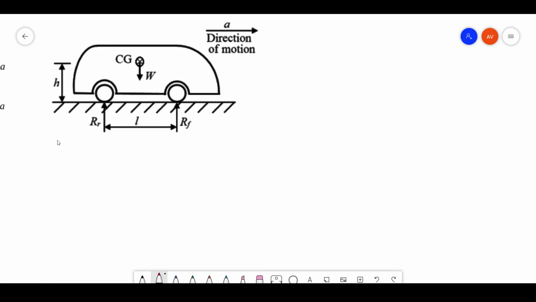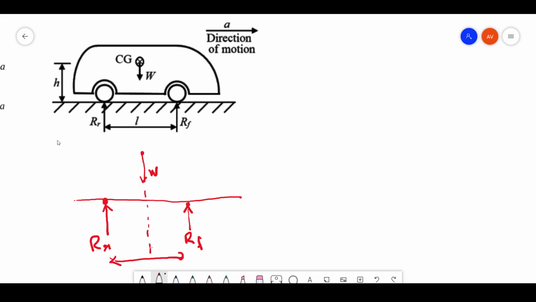Let's go forward. Let me redraw this. So this is my CG and my weight is acting here, W, and I'm having a road which is like this. Let's take this point where RR is acting and this point where RF is acting. So this is basically at the center. So the total distance is given to be L. Now this particular height is given to be H.